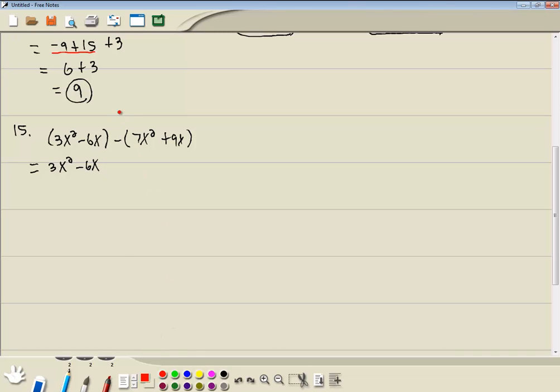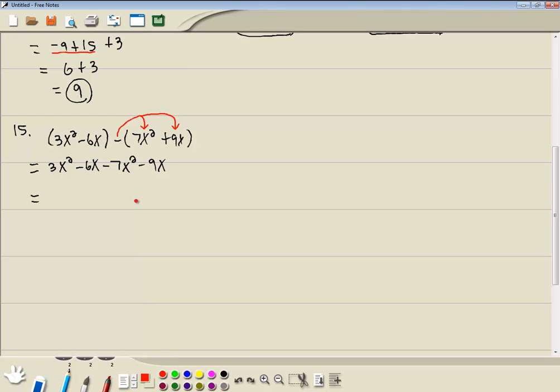Now our second set of parentheses, we have a negative out in front of it. Remember that negative is going to flip sign everything. So flip sign of the 7x squared and of the 9x. The positive 7x squared becomes a negative 7x squared. The positive 9x becomes a negative 9x.